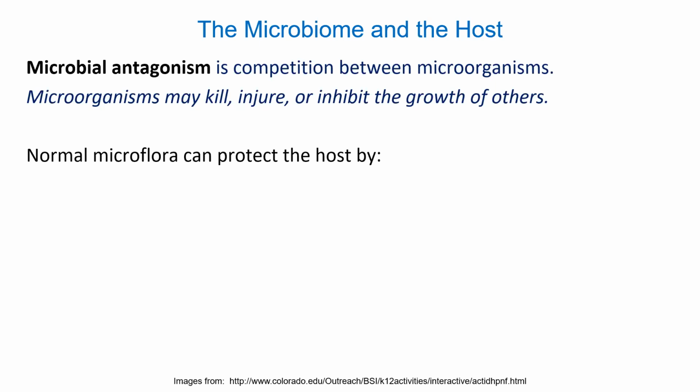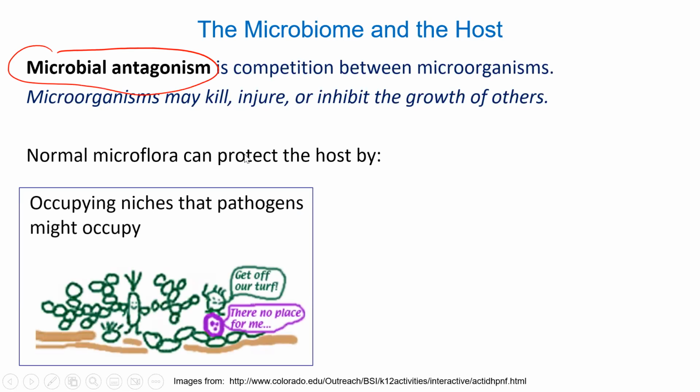So here's another definition for you: microbial antagonism. This is something good that our microbiome is doing for us. It's going to prevent the growth of many other microorganisms, and some of those are potential pathogens. So the question is, how do they do this? They can protect us a few different ways. One is just occupying space, right? We call this a niche. You occupy that space, someone else can't get in there. So that's the whole idea.